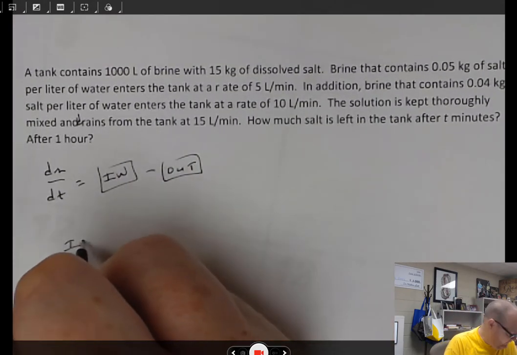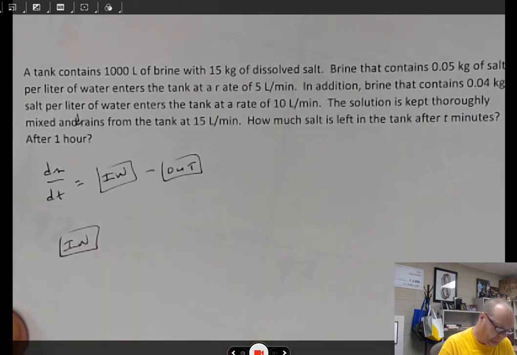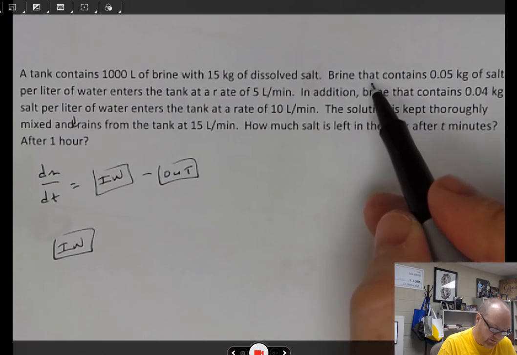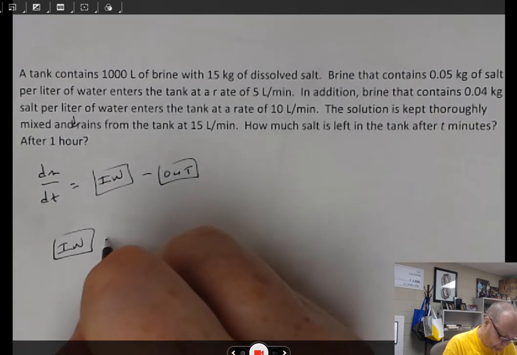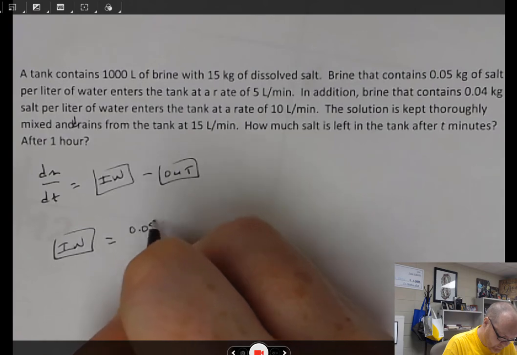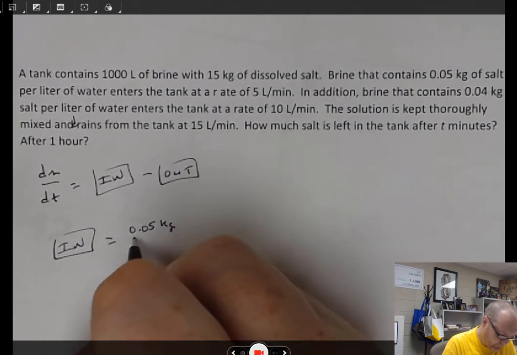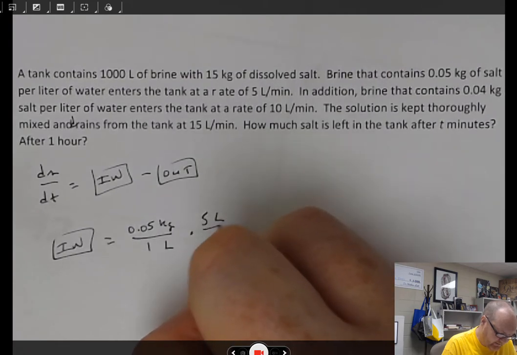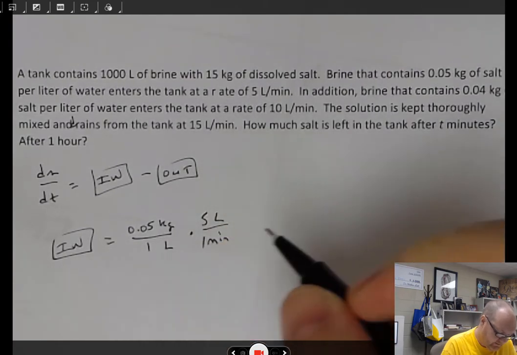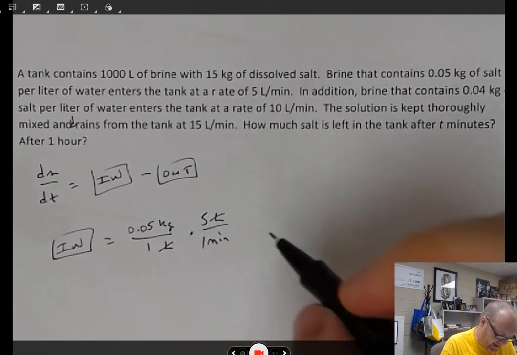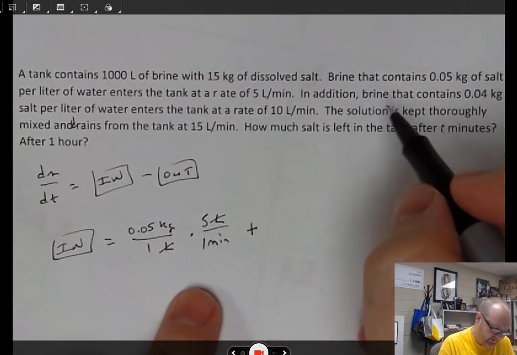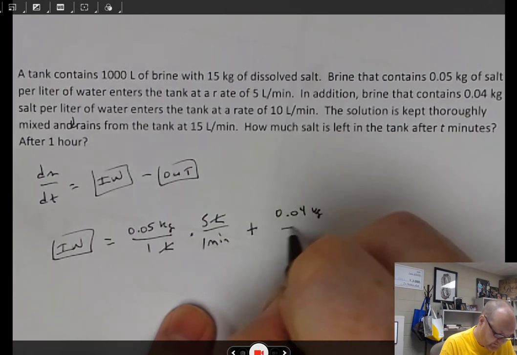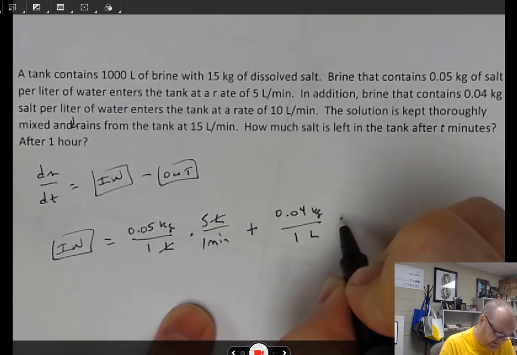So let's describe the in rate. So the in rate here is brine that contains 0.05 kilograms per liter entering at a rate of 5 liters per minute. And in addition to that, there's a second in that says salt is coming at 0.04 kilograms per liter at a rate of 10 liters per minute.